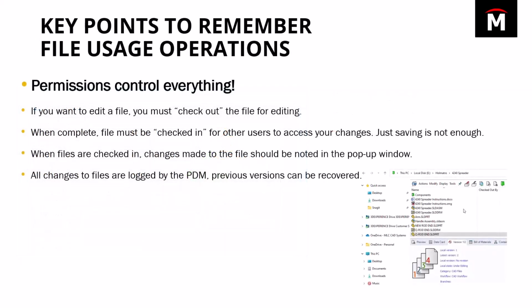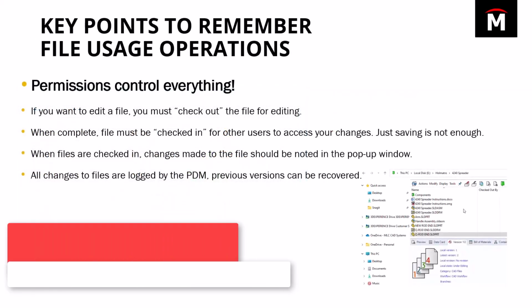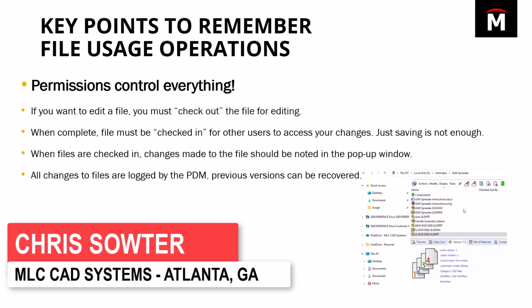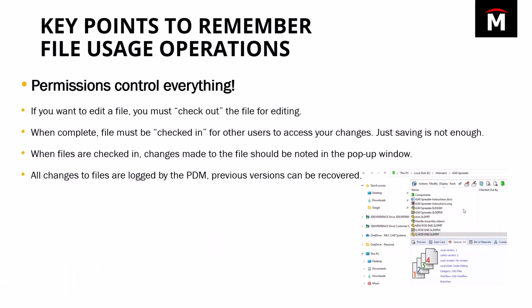All right, so let's go over some of the things that we've learnt in this presentation. So things to remember. In order to make a change to a file, you must check the file out. You can save as many times as you like when you're making those modifications, but when you complete those changes, you must check the file back in.